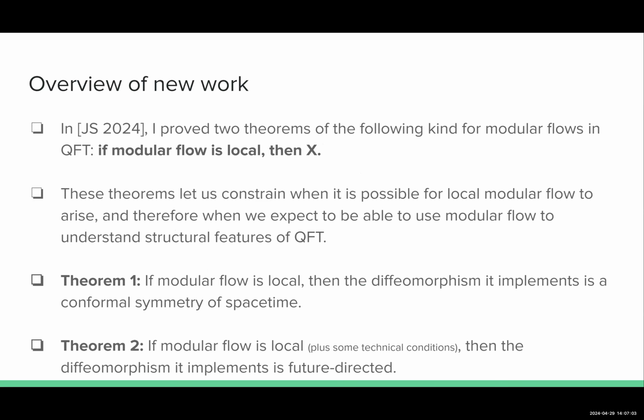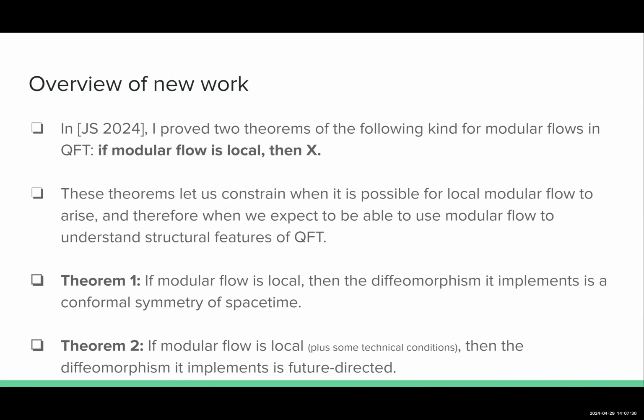So what this paper does is it proves two theorems of the following kind in quantum field theory for these modular flows. If modular flow is local, then X. Obviously, having theorems like this is useful because it lets us constrain when it's possible for local modular flow to arise. If we don't have X, then we don't have local modular flow, right? And therefore, as I just indicated in the answer to Emil's question, we're going to be able to talk about when we expect to be able to use this technology to understand UFT.